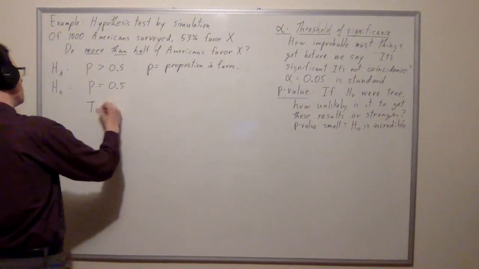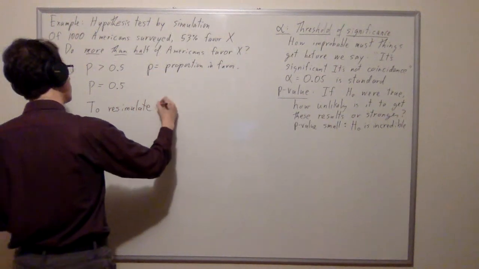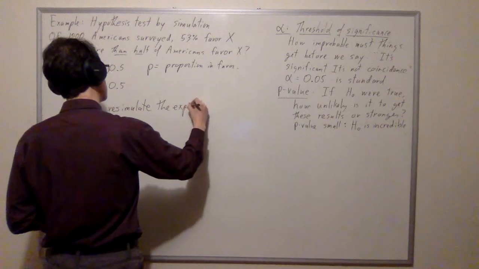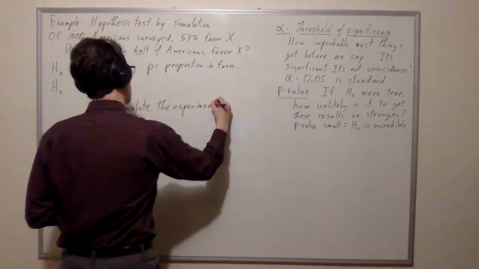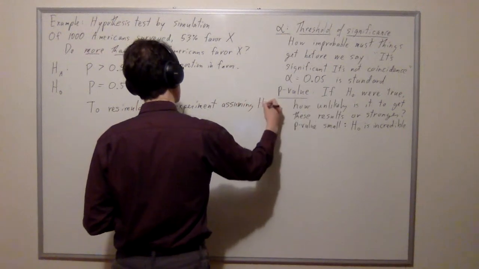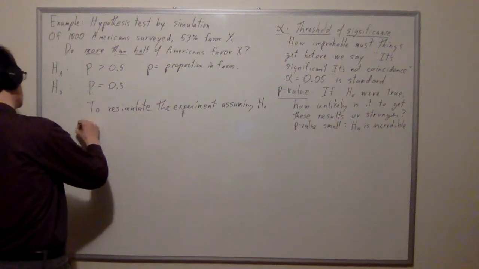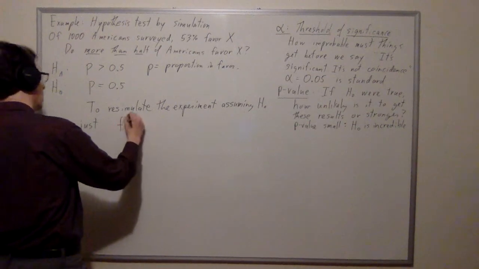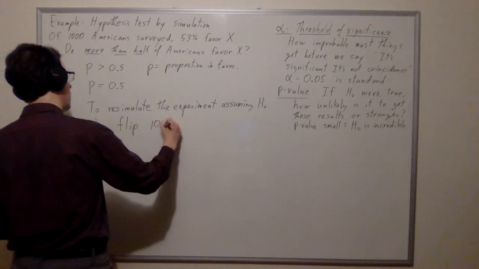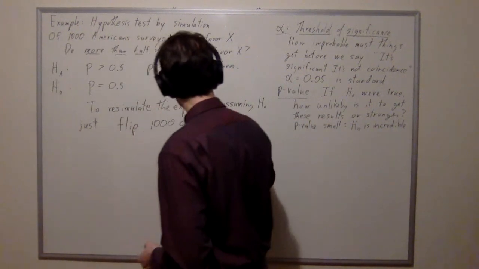So to resimulate the experiment, assuming the null hypothesis, H0, just flip 1,000 coins. And then we just need to count the heads.